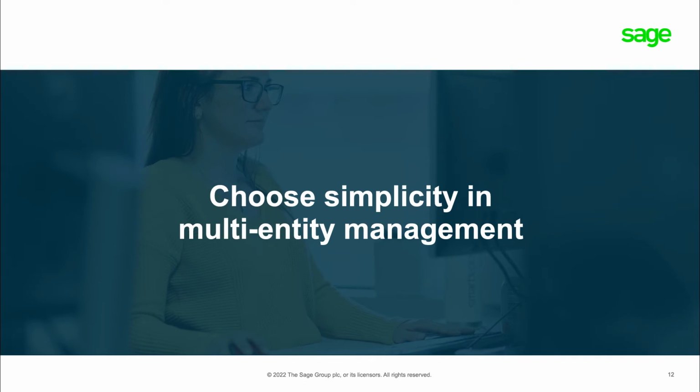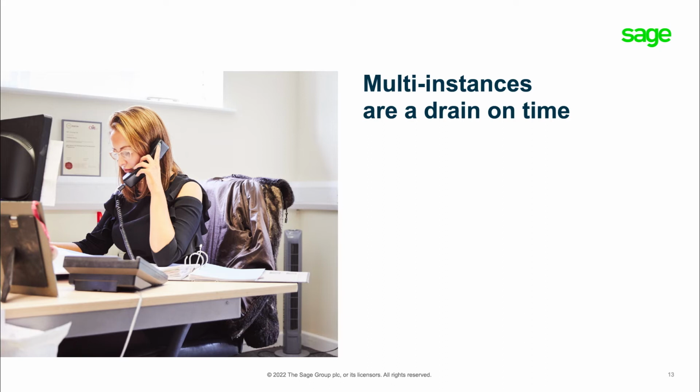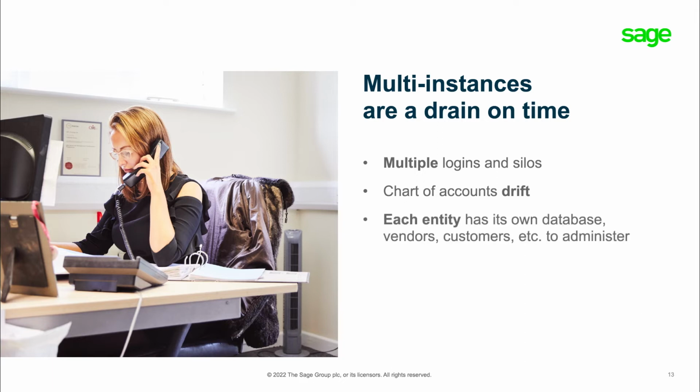So, let's dive into defining the different ways of managing multi-entities and look into why growing companies opt for simplicity in multi-entity management. In a multi-instance environment, each entity has its own instance, meaning multiple logins and silos. Each entity has its own chart of accounts, which can lead to a chart of accounts drift. Each entity has its own database, vendors, customers, etc., to administer. Consolidations and eliminations are manual processes. The greater level of inter-entity transactions you have is all double keying. Each entity transaction is recorded twice, once in each entity.